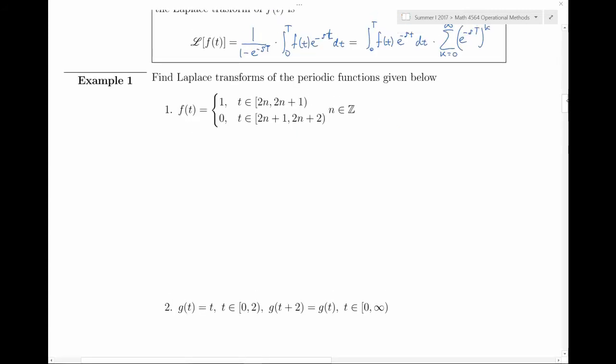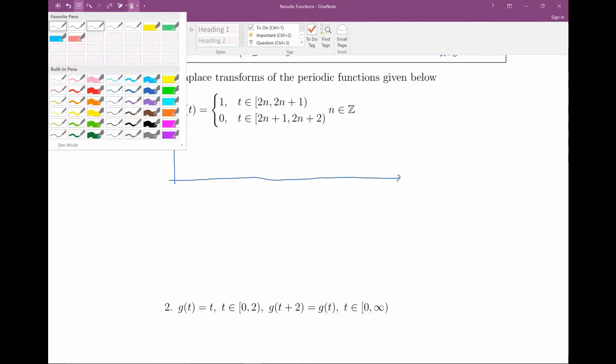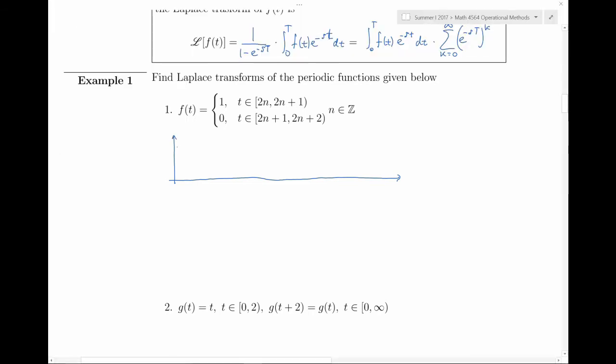Let's look at a couple of simple examples. In this case, the function f of t is a sort of a square wave that is starting at 1, then is shifting to 0, then is shifting to 1, then is shifting back to 0. And that keeps going indefinitely.